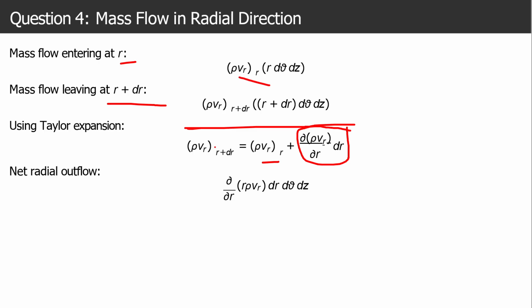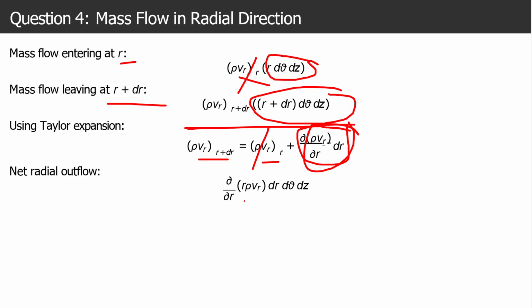This minus this, outflow minus inflow, rho v_r will get cancelled. Left is only this term. That's it. And these, r dθ dz, were already there. We have done nothing, just out minus in. Out minus in means this minus this. Rho v_r got cancelled. This term is here, and r and dr will be there, and dθ dz. That's it. This is our net radial outflow.